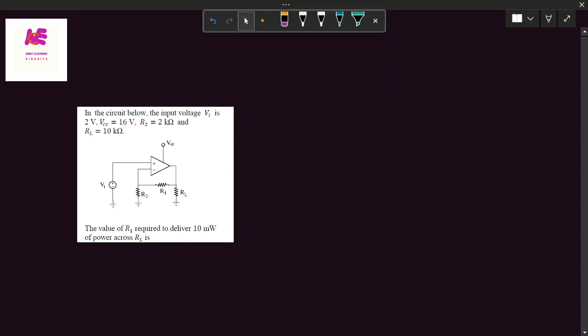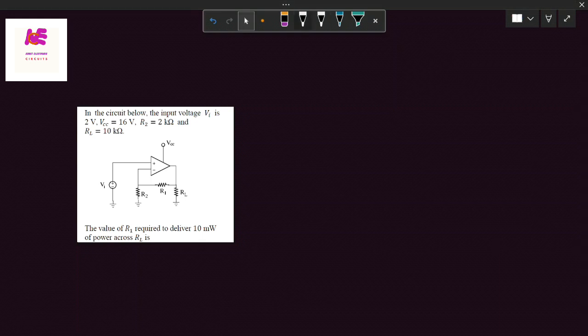The problem is given on the operational amplifier. Here, the circuit is given. Input is applied at the positive terminal of the operational amplifier. R1 is the feedback resistance, R2 is the input resistance, RL is the load resistance. Power across the RL is given, that is 10 milliwatt. Input voltage is given. Value of R2 is given. Value of RL is given, and we have to find out the value of R1.